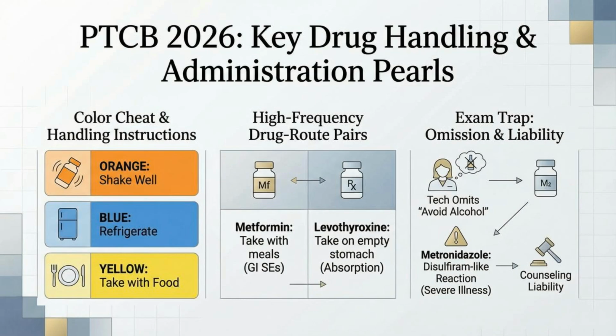Key drug handling colors. Orange means shake well, blue means refrigerate, and yellow means take with food. High-frequency drug pairs include metformin, taken with meals, and levothyroxine, taken on an empty stomach. Omission of the avoid alcohol warning for metronidazole can lead to disulfiram-like reactions and liability.